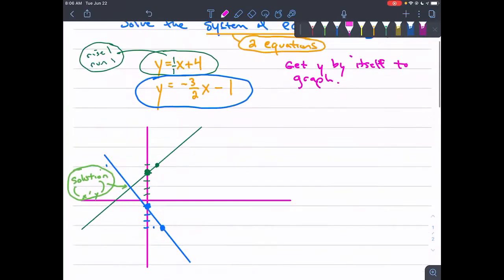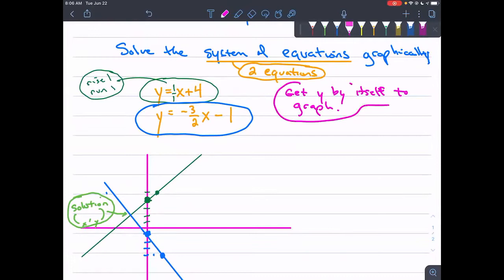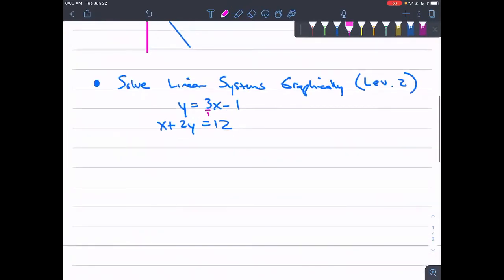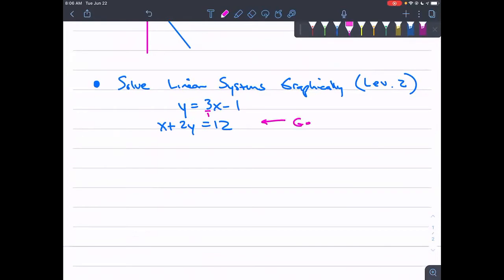But like I mentioned on the last one, you do want to get y by itself in order to graph these. So this is level 2 because this second equation doesn't have y by itself. So on this one, we're going to get y by itself. We'll move the x to the other side. We'll divide by 2. And then we should be able to graph. So x plus 2y equals 12. We're going to move the x over, we subtract it on both sides.